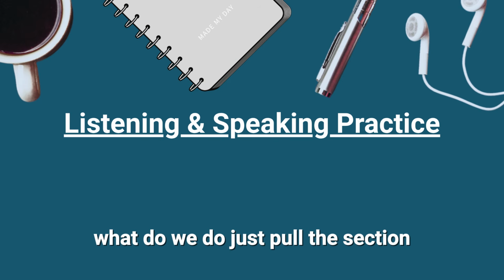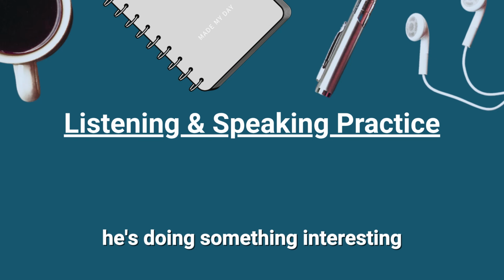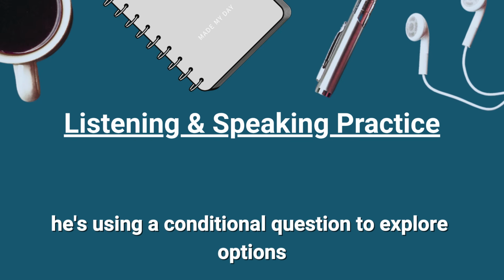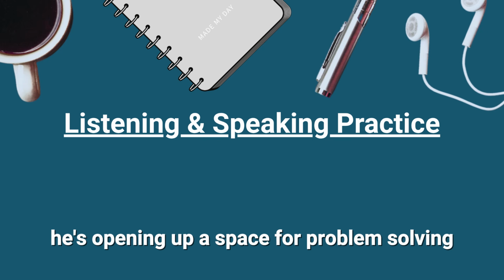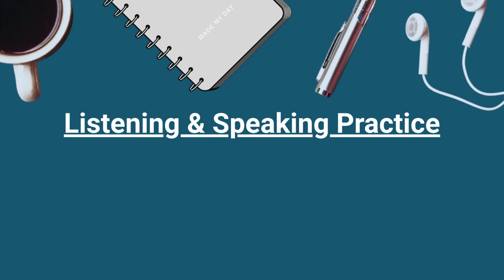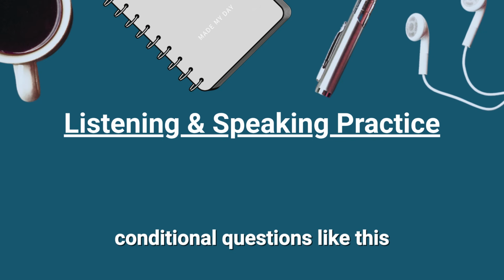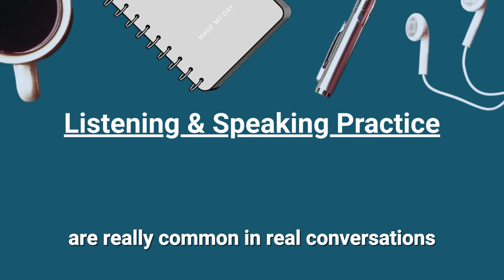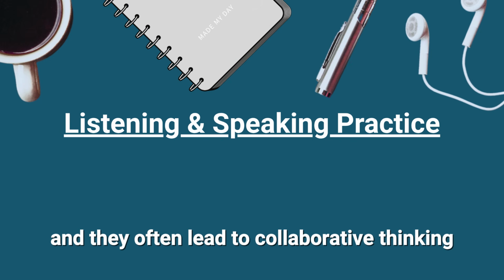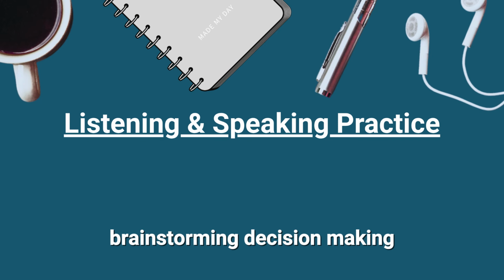When James says, "If they're wrong, what do we do? Just pull the section?" he's doing something interesting. He's using a conditional question to explore options. He's not asserting what they could do. He's opening up a space for problem solving. Conditional questions like this, "If this happens, what do we do?" are really common in real conversations, and they often lead to collaborative thinking, brainstorming, decision-making.